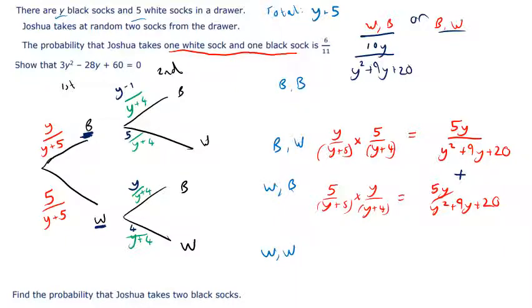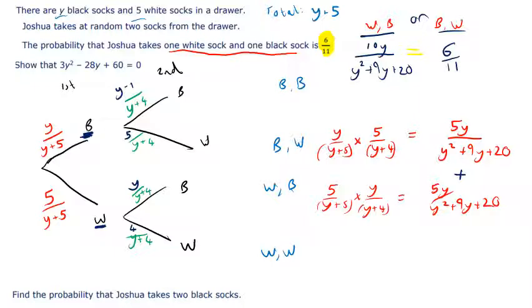We are told the probability of that is 6 over 11. So therefore, this y squared plus this 10y, this bit here, equals 6 over 11. These two things are the same as each other.